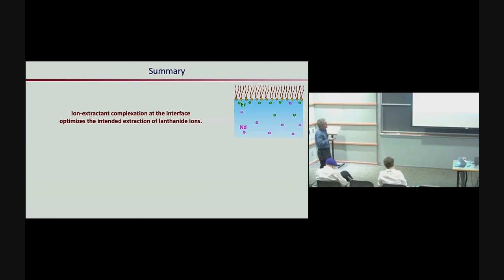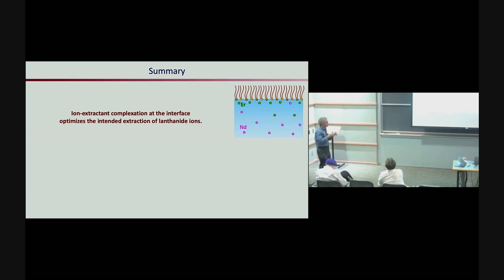So this is, just to summarize, sort of very crudely, we've shown some experiments to really suggest strongly, not quite prove, but suggest strongly that it's really complexation at the interface which is important.